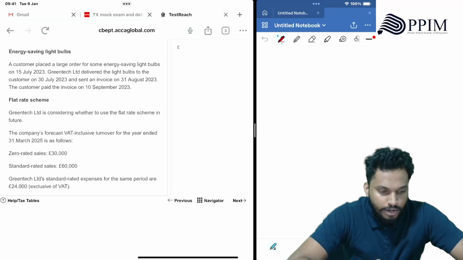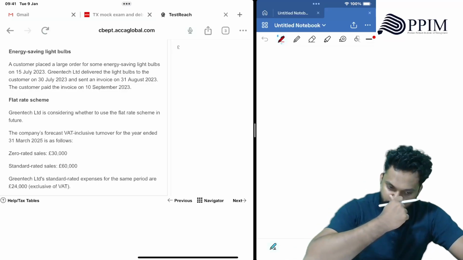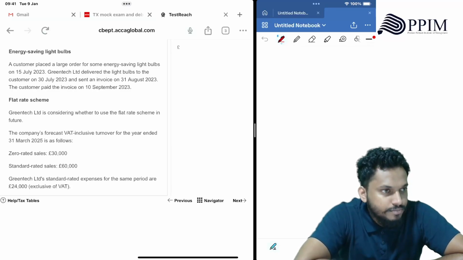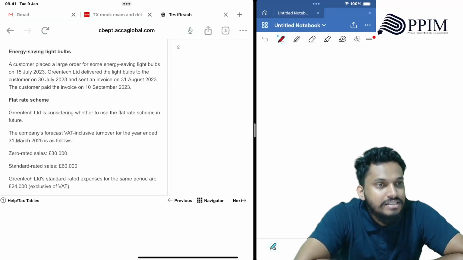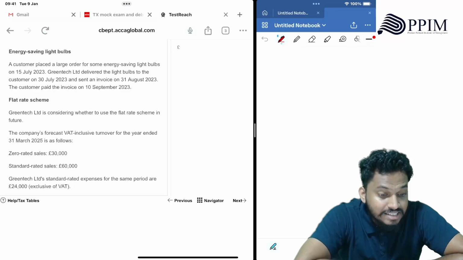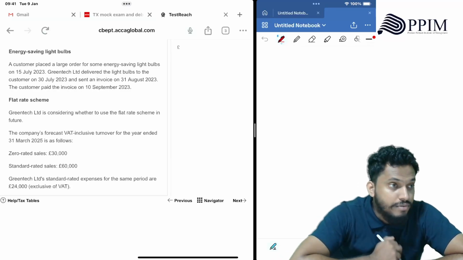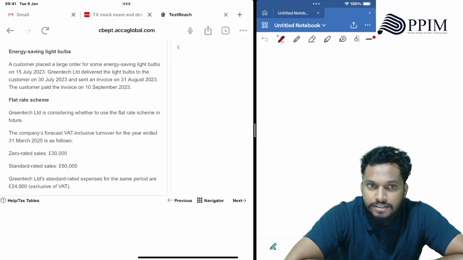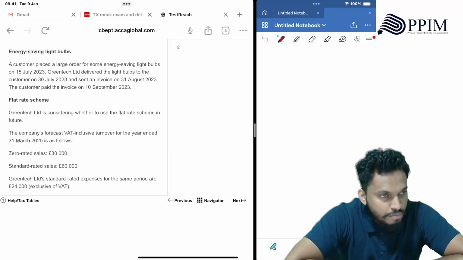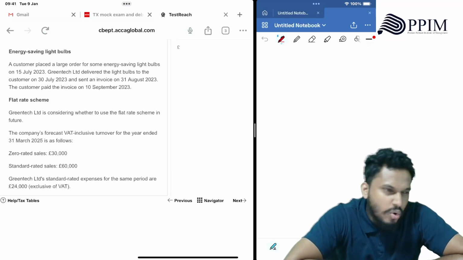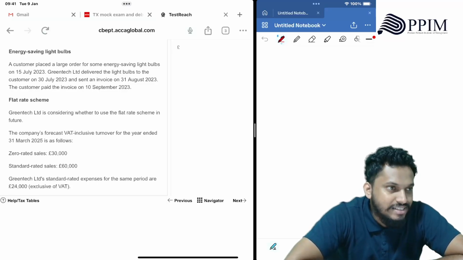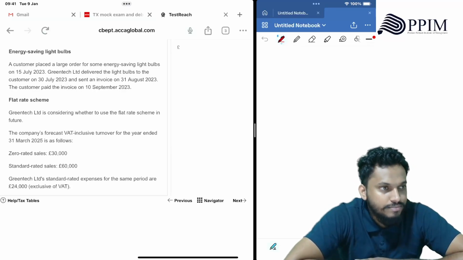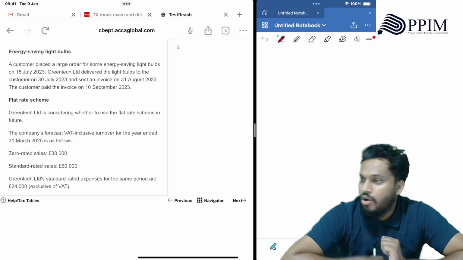You need to calculate the output VAT. So output VAT means on zero rated sales, 30,000 into 0% is 0. But standard rated sales, you need to take 20%, but they are saying that it is inclusive. If it is exclusive, directly you can multiply by 20%. This is inclusive, so it needs to be 20 over 120, which is 1 over 6. So that's how much? 60,000, 1 over 6 means 10,000. So 10,000 needs to be your output VAT.